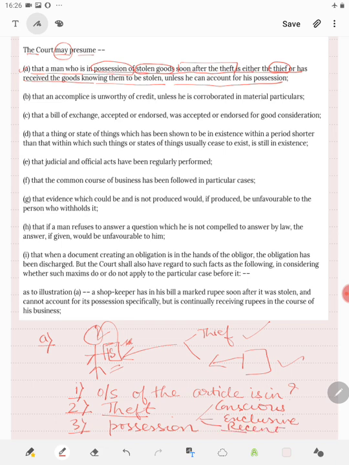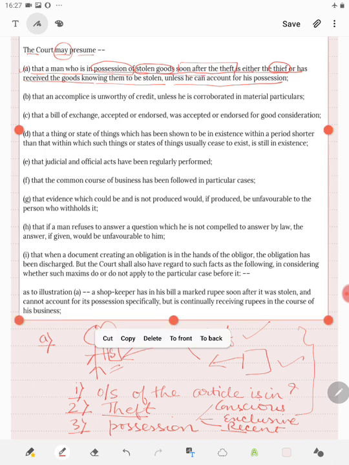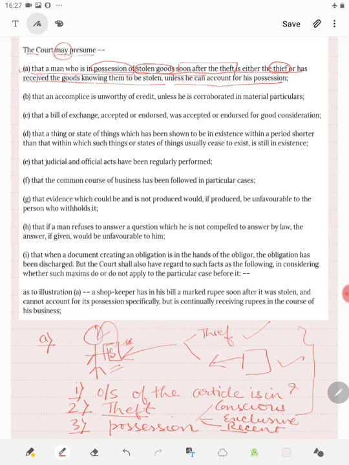But recent would depend on a case-to-case basis. So even if it is 2 months, 3 months after, it can be taken to be a recent one. So this is section or illustration A of it: that a person who is in possession of stolen goods soon after the theft is either the thief or has received the goods knowing them to be stolen, unless he can account for his possession.